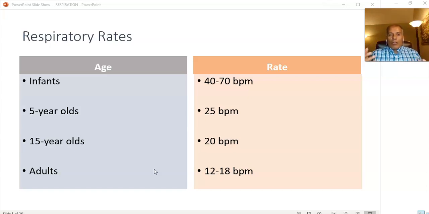As the children grow, they have larger thoraxes, and they will be able to build reserve. But the newborns don't have much room to have a lot of reserve, so they have to breathe faster. At 5 years old, on average, they need about 25 breaths per minute, and then it decreases as we age. So a 15-year-old is going to have a larger chest, a larger thorax, and that is going to enable them to breathe at 20 times per minute, and then adults will be about 12 to 18 breaths per minute. Recall, one breath is one inhalation and one exhalation. That is one breath.